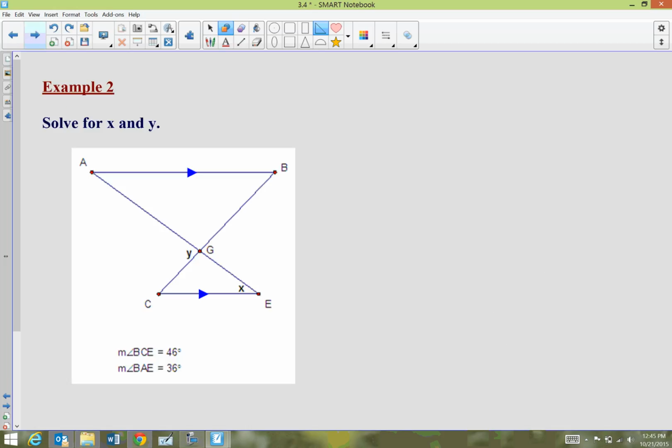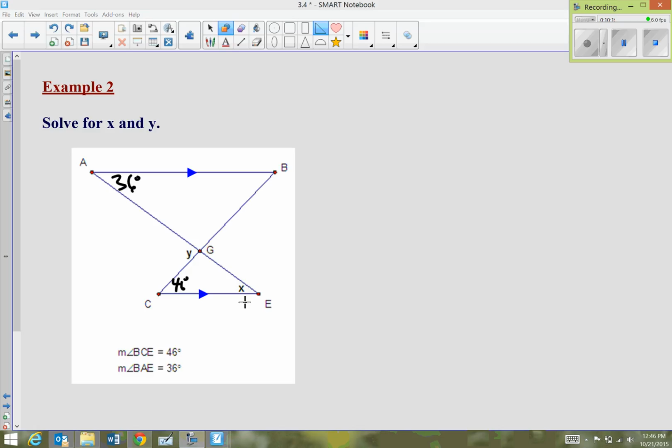Example 2, we're asked to solve for x and y. Let's fill in the information we're given. BCE is 46 degrees, and BAE is 36 degrees. Okay, generally, we want to try to solve for x first in these problems. So I'm looking down here at x, and I want to know how to solve for it.